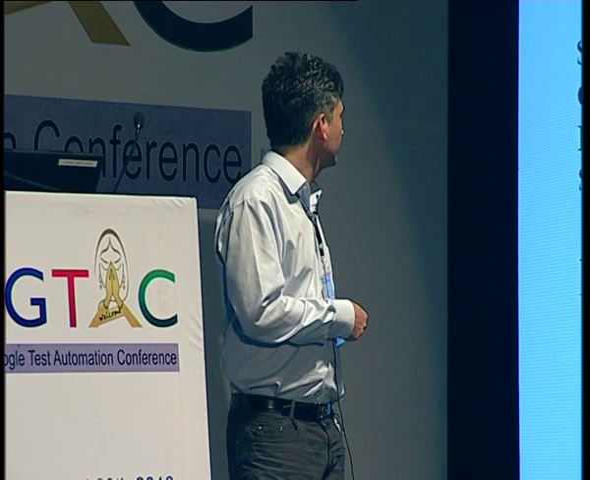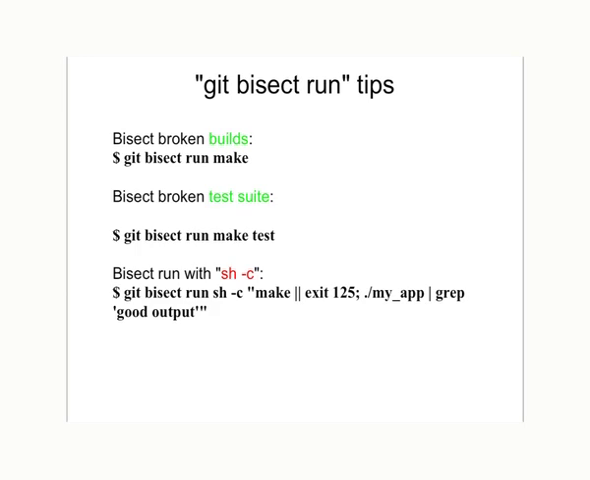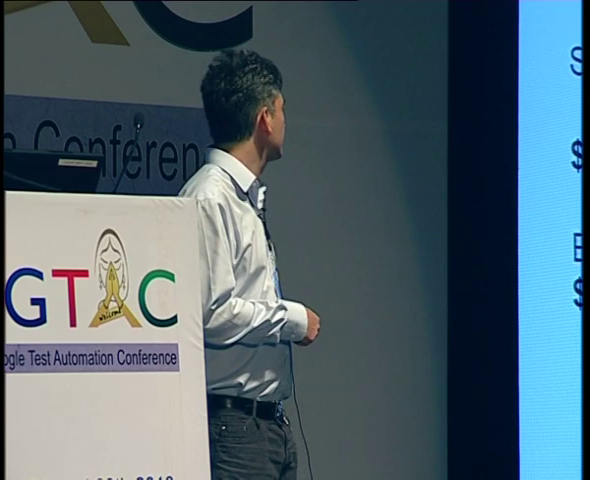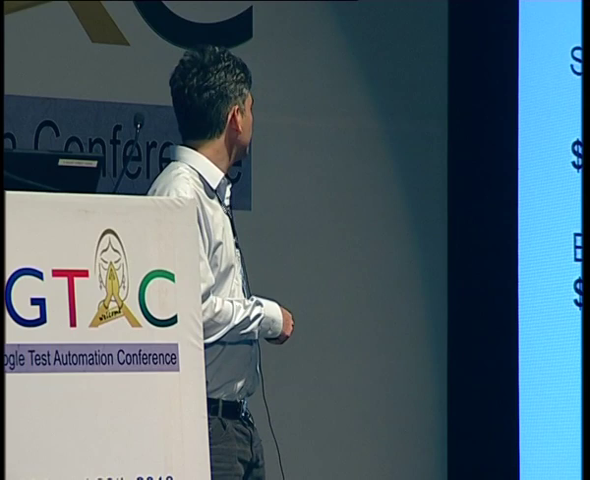So this was a manual process because at each step, you had to manually build and test your software. But there is a way to tell git bisect that it can run a command or a script, called the run script, that will tell git bisect if the current commit is good or bad. For example, if you want to bisect a broken build, you just have to use git bisect run make, if make is a build command.